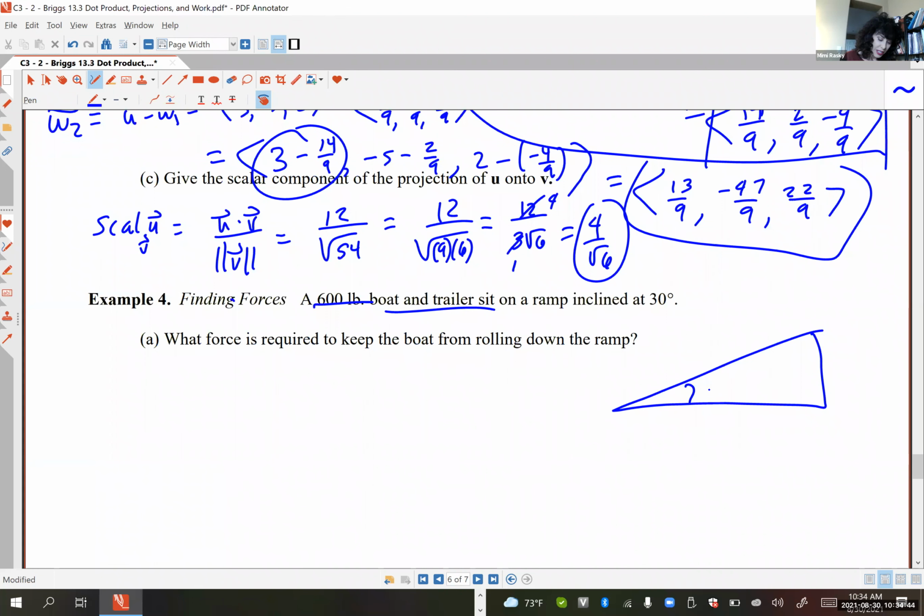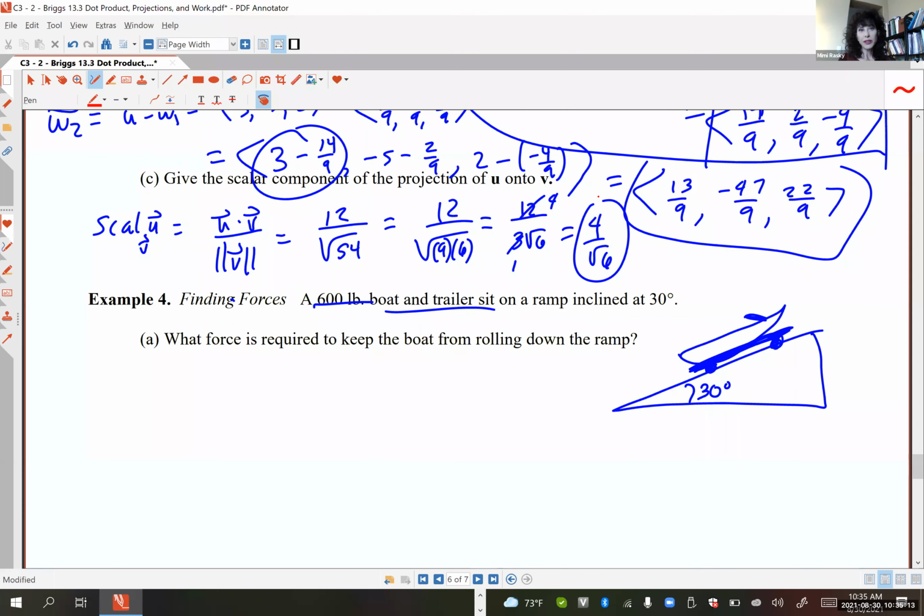So we have this 30-degree ramp like this. And I'm not really good at drawing, as you saw last time, but I'm going to do my best. Let's say you have a boat and it's sitting on some trailer here. Well, you know, it's got wheels. I know, it's pretty sad. Okay. If you can imagine the boat and the trailer together weigh a grand total of 600 pounds.